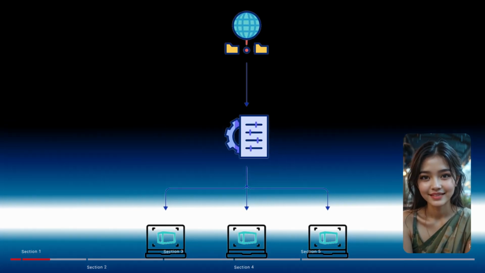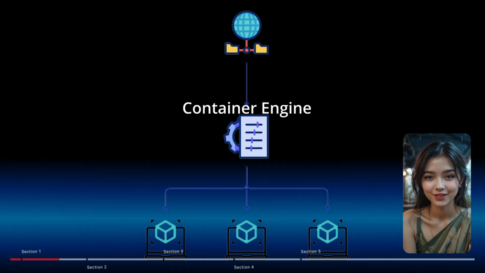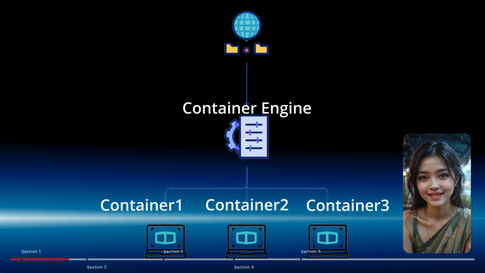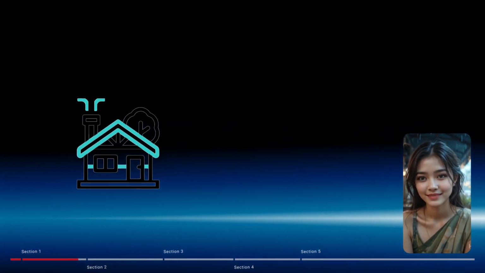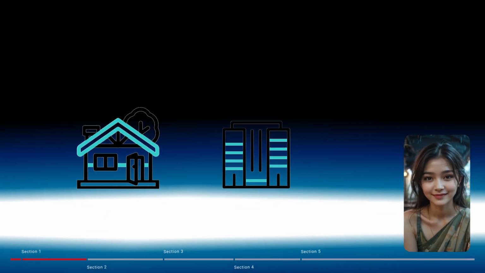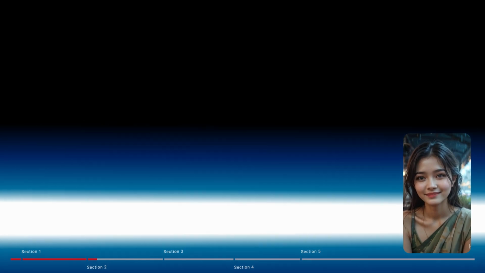On the other hand, containers don't need a separate OS for each app. They run on a container engine, like Docker, and share the host OS. This makes them much lighter and faster. VMs are like renting multiple fully furnished apartments, while containers are like having rooms in a shared house with minimal furniture. Both serve different purposes, and we'll see how.